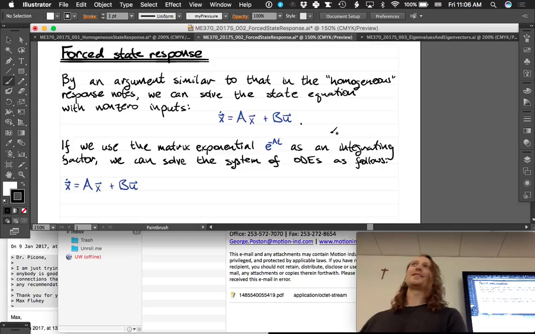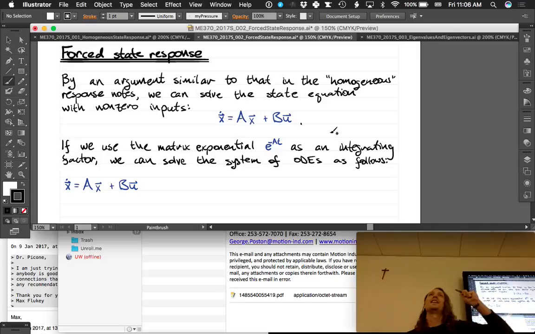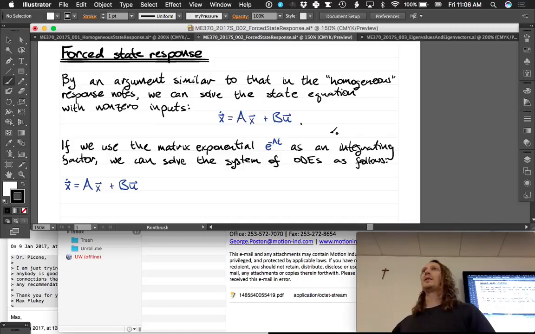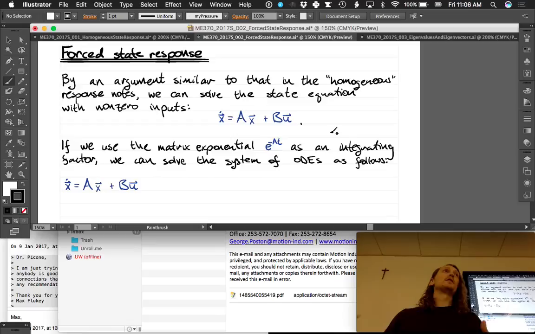Okay, so we learned homogeneous response, state response, right? So we learned how to solve the state equations in the state space form if there's no input. Turns out sometimes we want some input, so we gotta learn how to do that. It's not that bad, it's just a little bit more work. So, let us embark upon this.